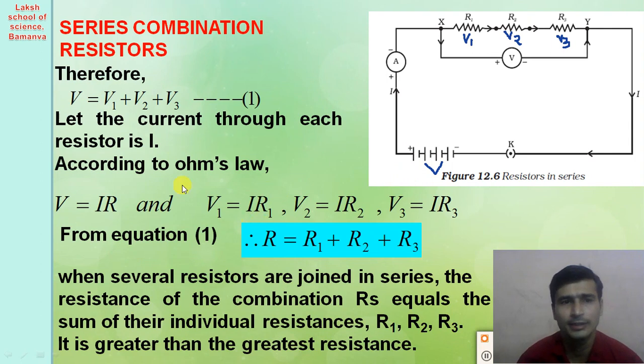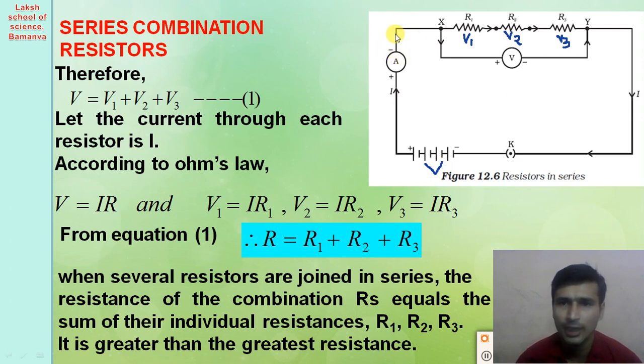So we can write like this: the total potential V is equal to V1 plus V2 plus V3. That is equation number 1. So in the series combination of resistors, the sum of the potential differences across the individual resistors is equal to the total potential applied across the circuit.